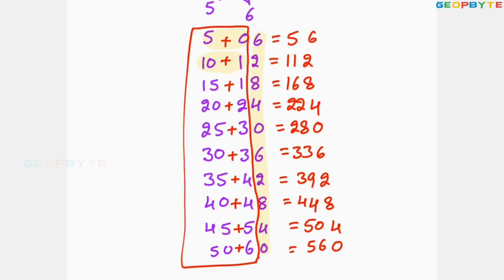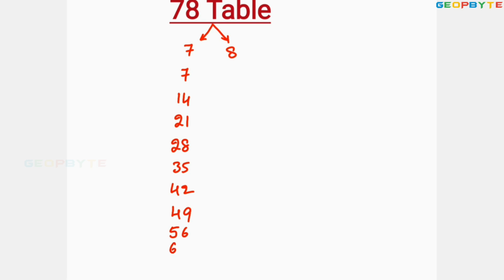Similarly, let us prepare the 78 table. For this, first let us write the 7 table and 8 table separately. 7 into 1, 7. 7 into 2, 14. 7 into 3, 21. Like that, 28, 35, 42, 49, 7 table, 56, 63 and 70.